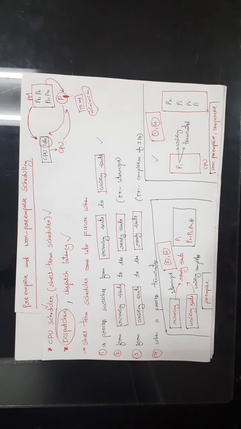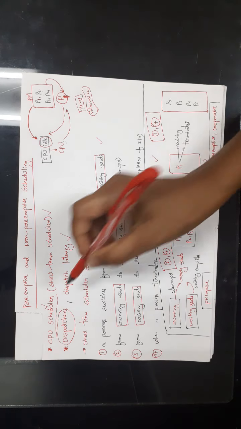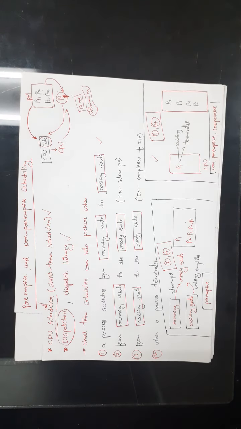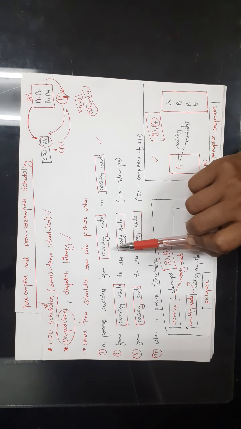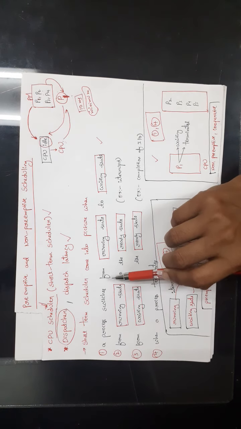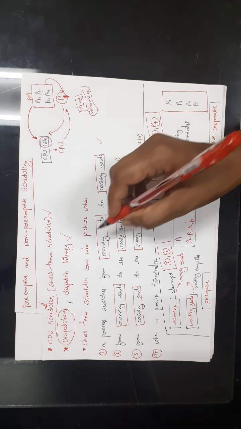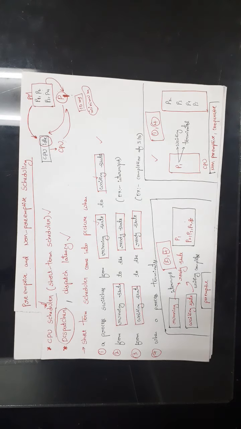Now we will see when the short-term scheduler comes into the picture. There are four situations. Let us examine each and every situation. The first one is when a process switches from running state to wait state.